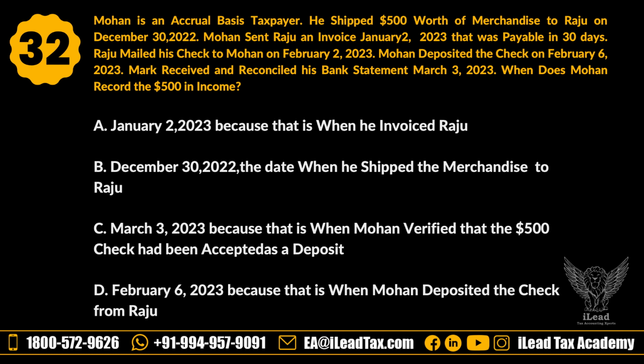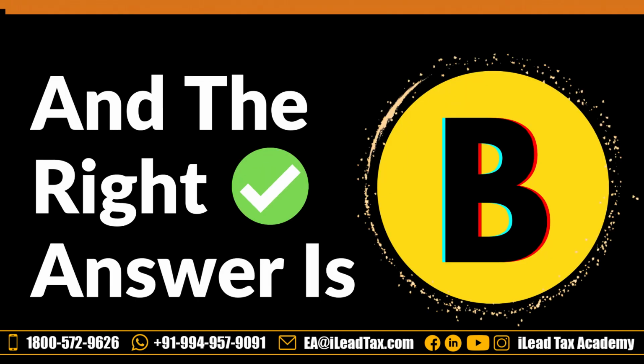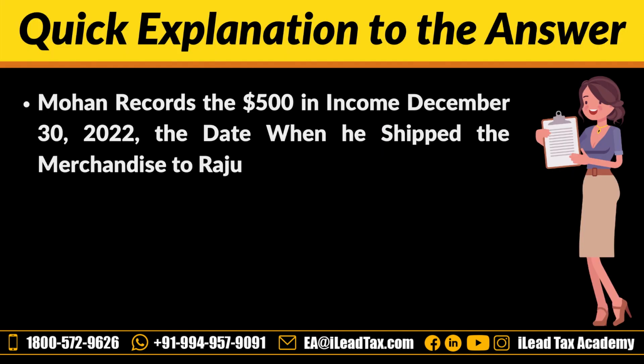The correct answer is B. So December 30, 2022, in accrual accounting, revenue is recognized when it is earned, which is generally when goods are shipped or services are provided, even if the payment has not yet been received. So in this case, the income is recognized on the date when the merchandise was shipped to Raju, which is December 30, 2022. Let's go to the next question.